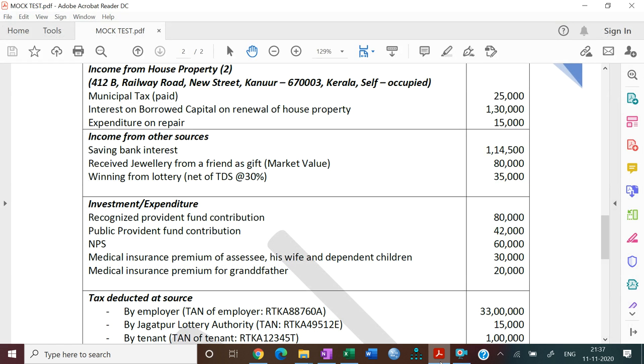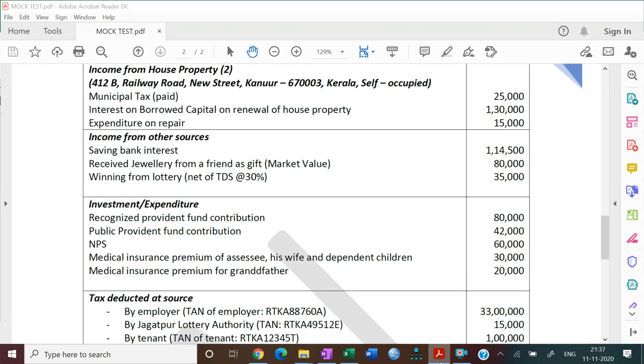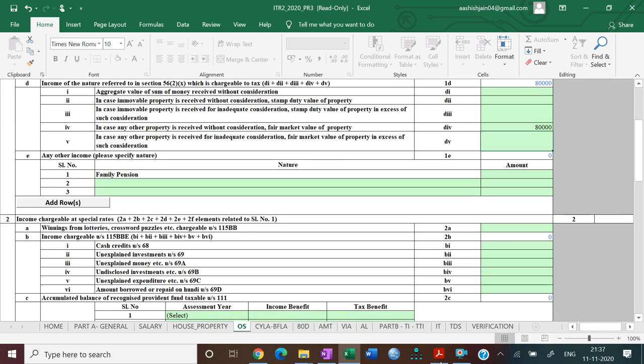Now the assessee also gets income from winning a lottery amounting to rupees 50,000, not 35,000. So we will put the gross amount here, that is 50,000.